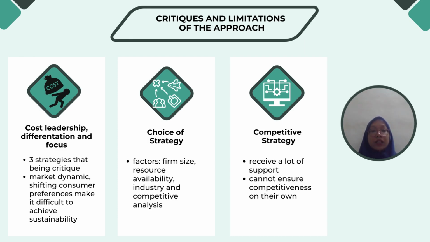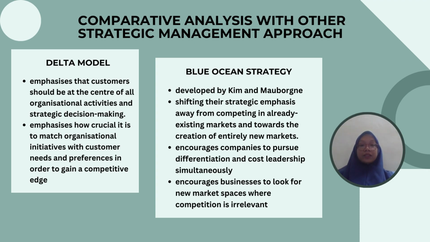Last is the choice of strategy, which is significantly influenced by factors such as firm size, resource availability, industry and competitive analysis. Porter argues in his book that for a business to succeed, it should compete based on one strategy, which is cost leadership, differentiation, or focus. With comparative analysis with other strategic management approaches, we have three: the Delta model, Blue Ocean strategy, and also the RBV approach.